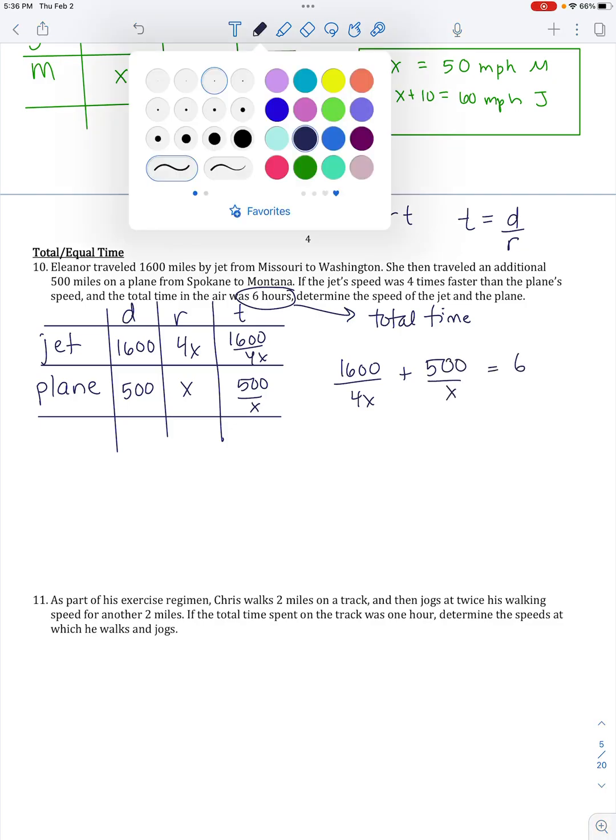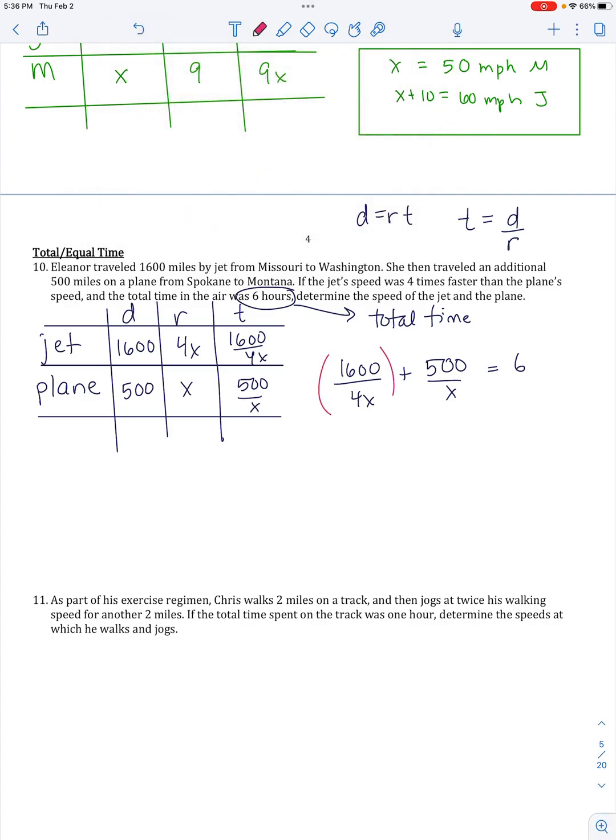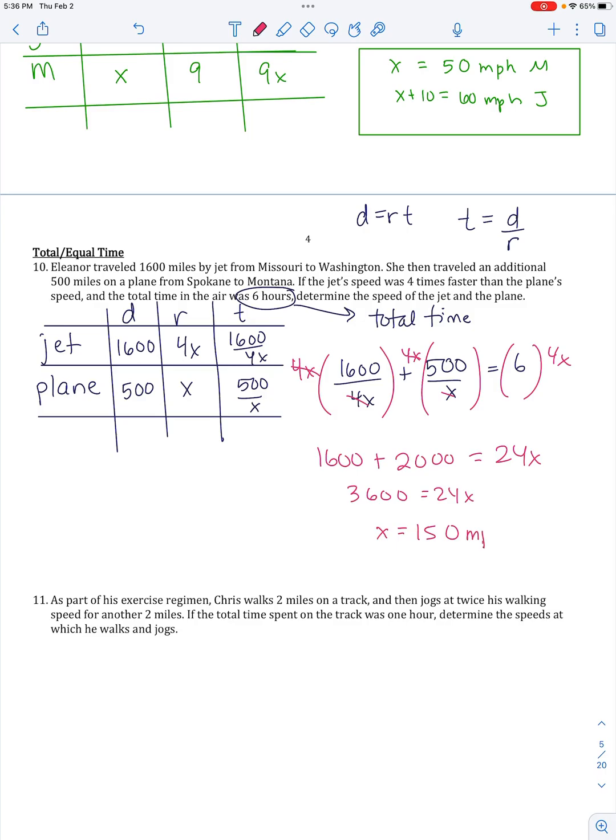To solve a fractional equation, you can multiply everything by the LCD, which would be 4x, least common denominator, so that we eliminate the denominators. These would cancel, you get 1,600. The x would cancel, you get 2,000. And on the right side, you would get 24x. That adds up to 3,600 equals 24x. Divide by 24, and x comes out to 150, which is the plane's rate. 4 times that is 600, which is the jet's rate.